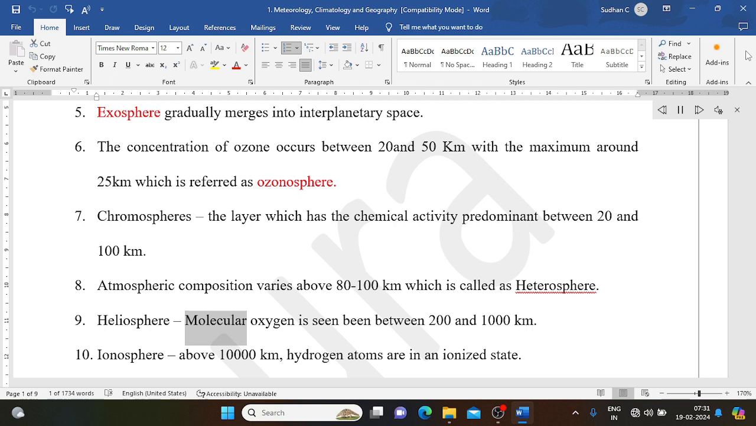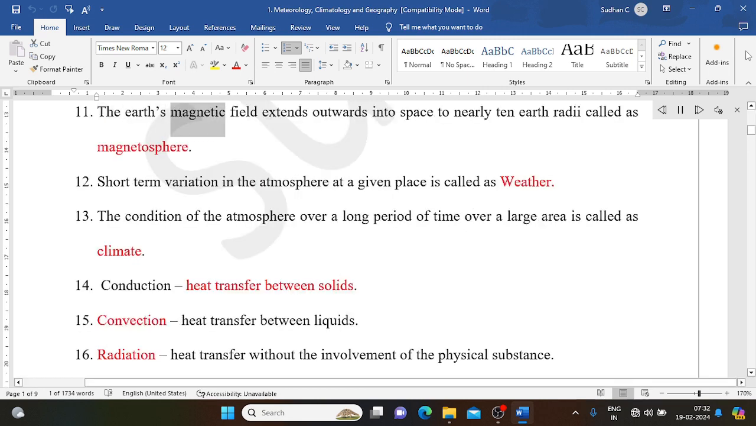Heliosphere, molecular oxygen is seen between 200 and 1000 kilometers. Ionosphere, above 10,000 kilometers, hydrogen atoms are in an ionized state. The Earth's magnetic field extends outwards into space to nearly 10 Earth radii, called magnetosphere. Short-term variation in the atmosphere at a given place is called weather. The condition of the atmosphere over a long period of time over a large area is called climate.